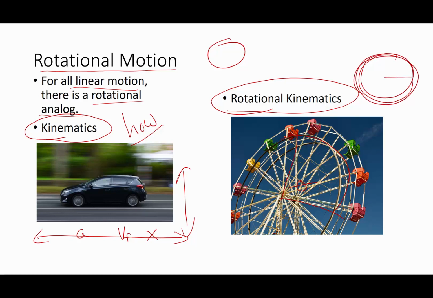There are so many things that spin, everything from a fan blade to parts of a motor or an engine, or we can talk about the Earth going around the sun. All of these are examples of rotational motion. And we're going to look at time, acceleration, velocity, and displacement in a rotational framework.